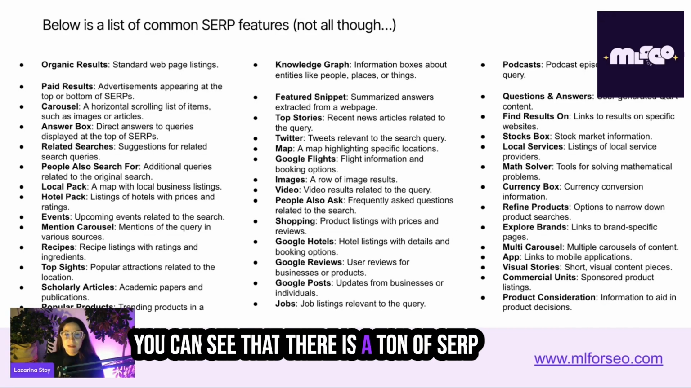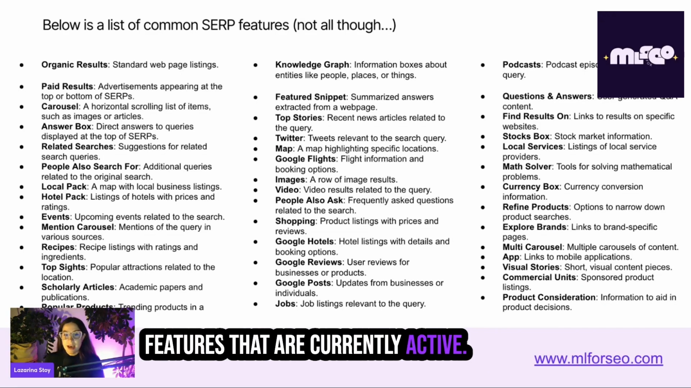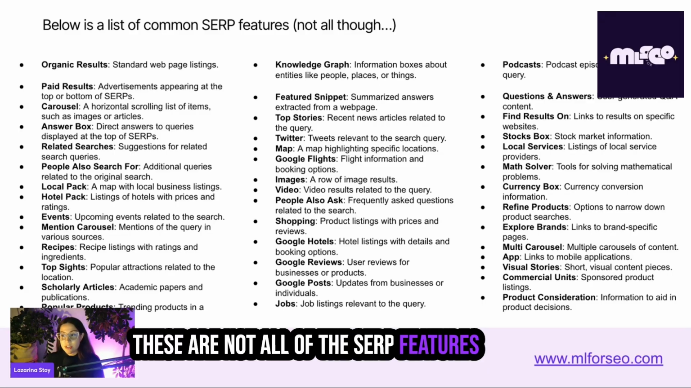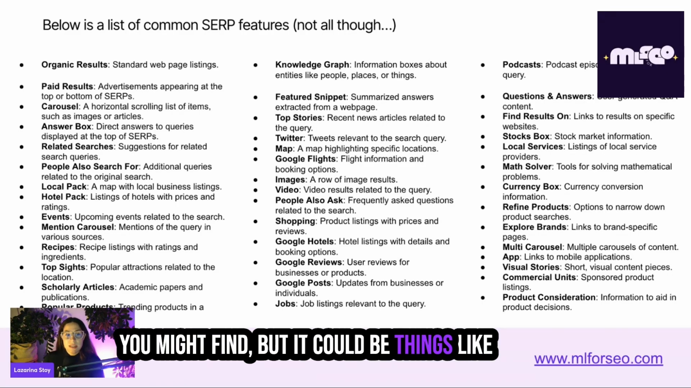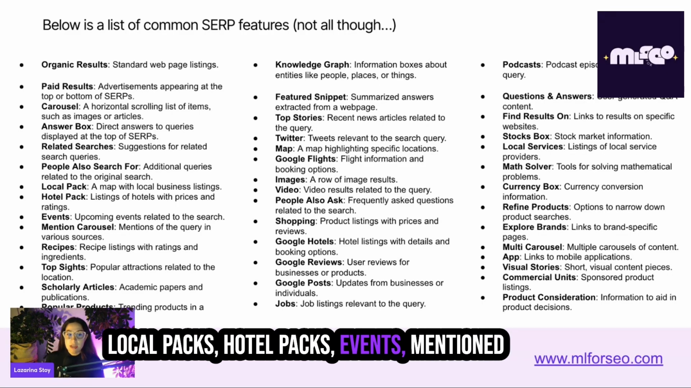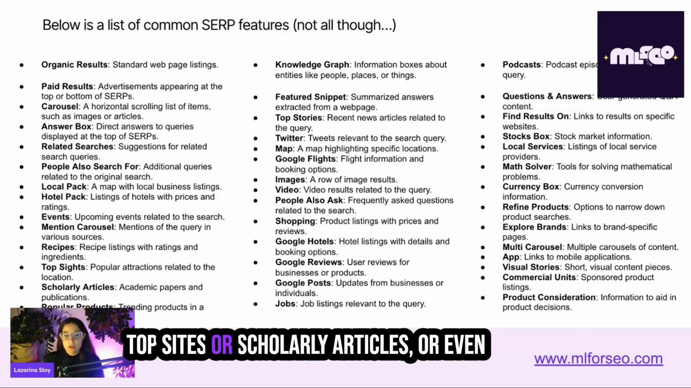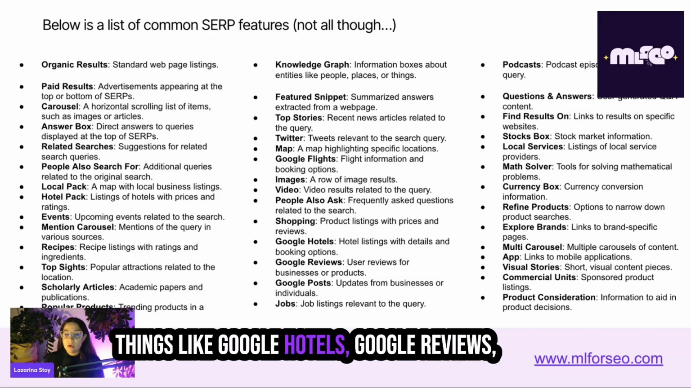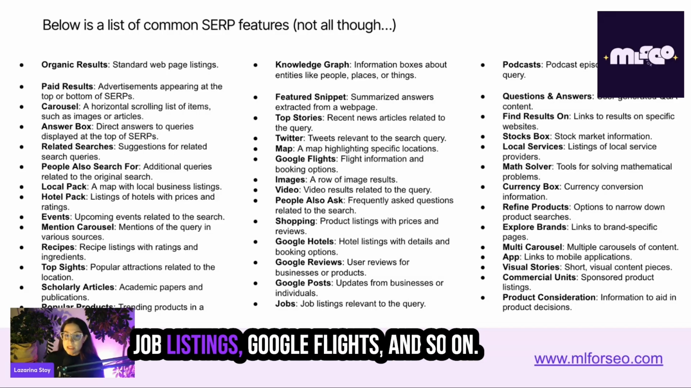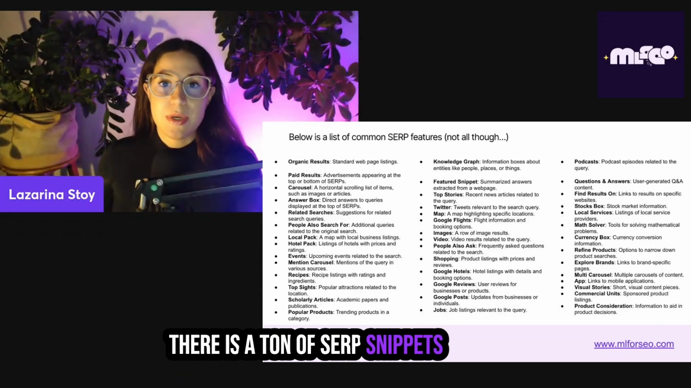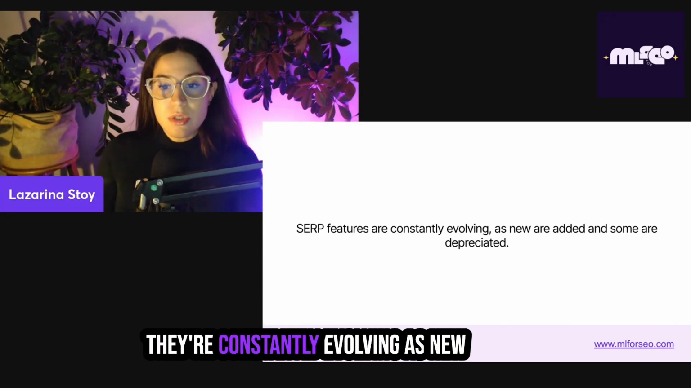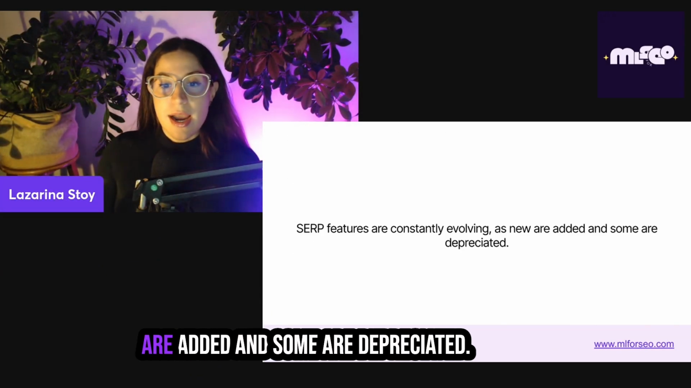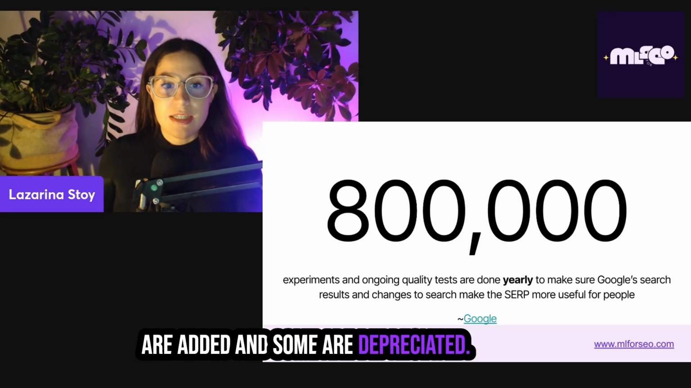You can see that there is a ton of SERP features that are currently active. These are not all of the SERP features you might find, but it could be things like local packs, hotel packs, events, top sites, or scholarly articles, or even things like Google Hotels, Google Reviews, job listings, Google Flights, and so on. There is a ton of SERP snippets that are currently being served. They're constantly evolving as new ones are added and some are deprecated.